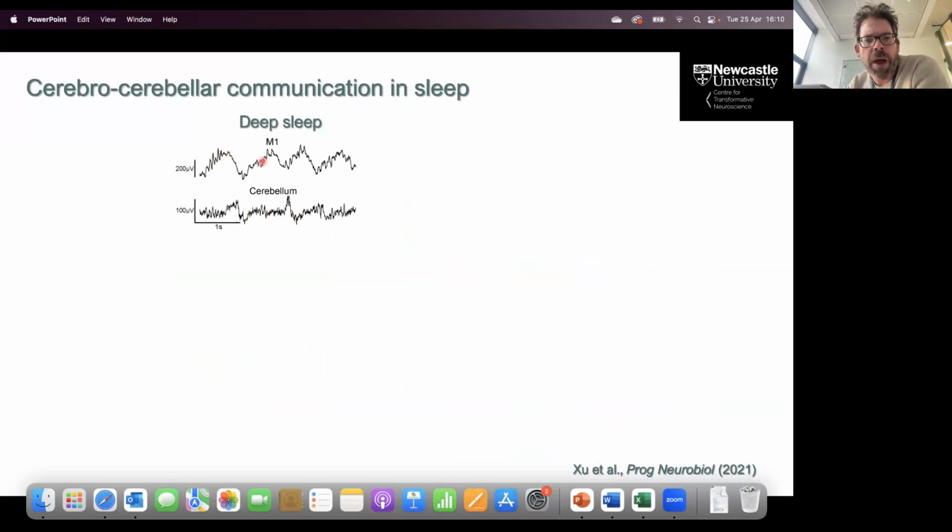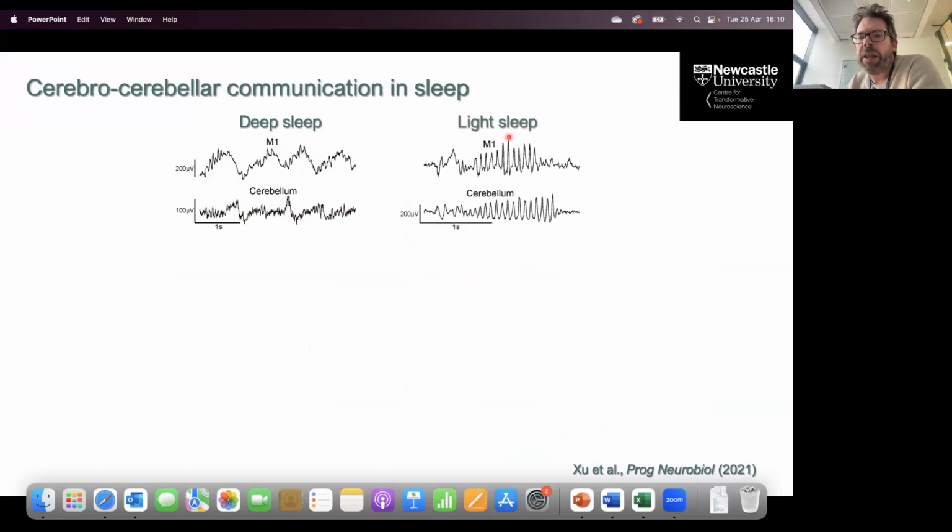So here you can see, in deep sleep, slow wave oscillations in primary motor cortex and corresponding slow wave oscillations at the same time in the cerebellum. Here in light sleep, you can see this higher frequency spindle oscillation in primary motor cortex. These spindles are described as waxing and waning oscillations lasting a few seconds at 10 to 15 hertz. And we see here a spindle in primary motor cortex, but there's also a spindle oscillation going on at the same time in the cerebellum.